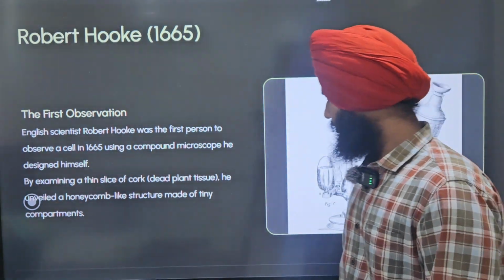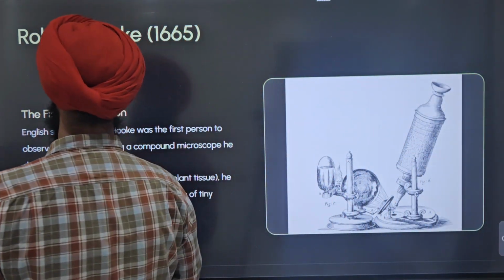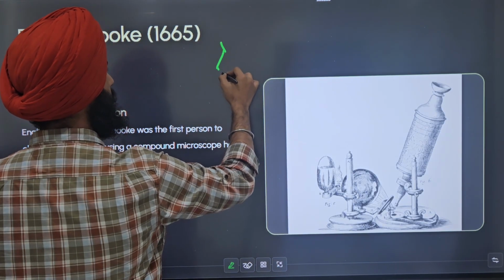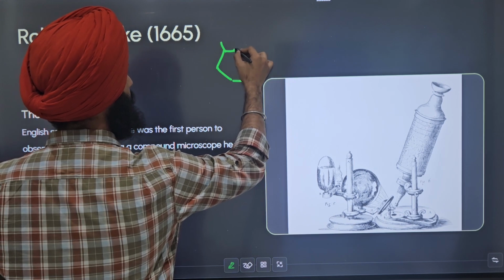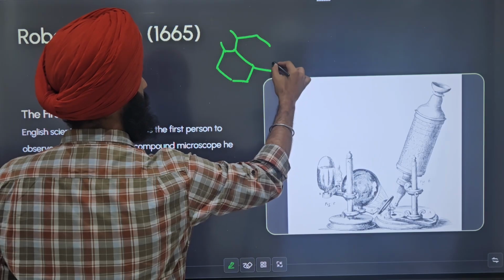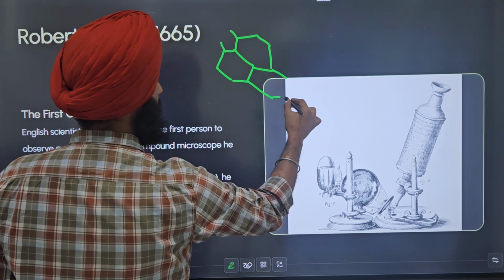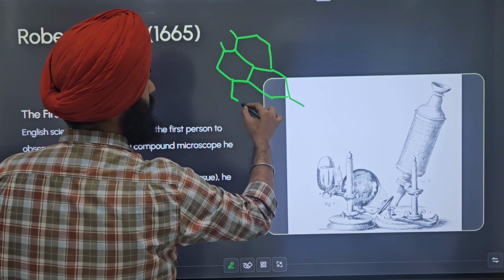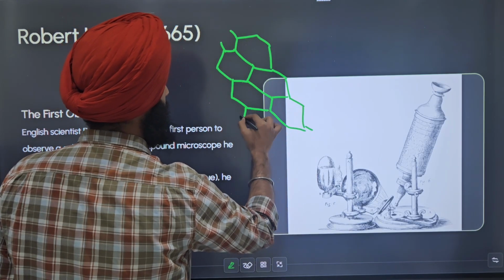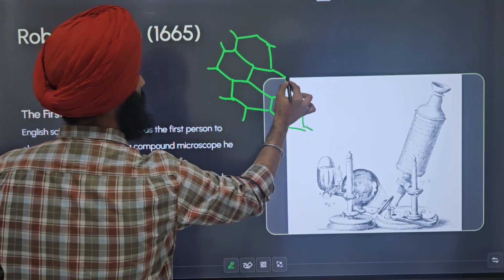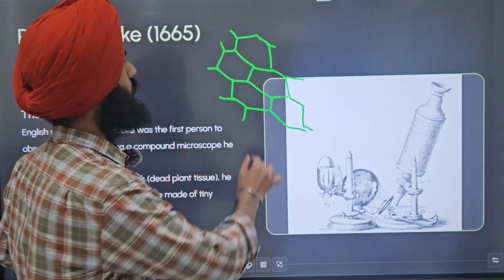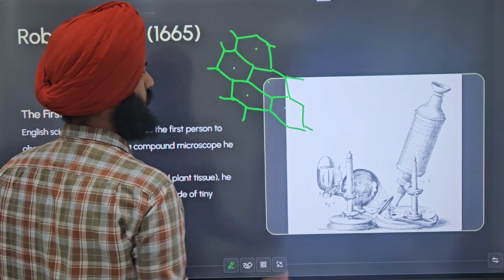So there was a definite structure that was repeating itself over and over. If I have to say a honeycomb structure, it would be something like this. You may have seen a honeycomb and it looks like this. So there were definite shapes that were repeating themselves over and over. He observed that there were various compartments, small little rooms that were repeating themselves over and over.